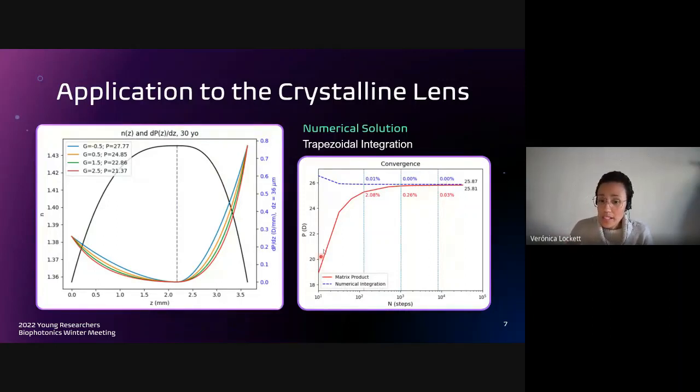So we see that the matrix product is this red line. With 100 repetitions, we're still 2% away from the final value or best value. With 1,000, still 0.26, and with roughly 8,000, we got 0.03 to the final value. With our numerical integration, with that integral, we already get 0.01% with 100 iterations, or 110, or was that 120? So I think we agree that it's a pretty fast and efficient way to calculate power.